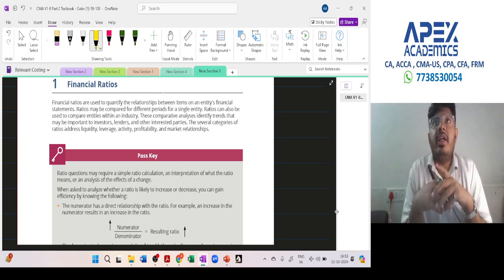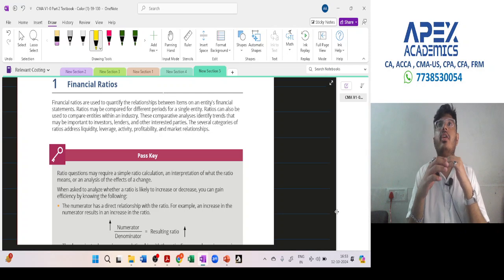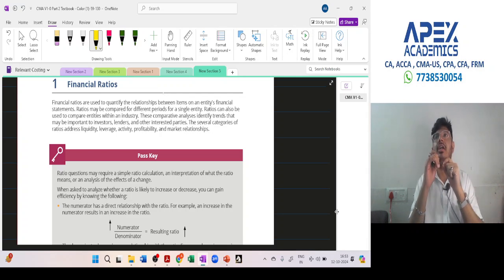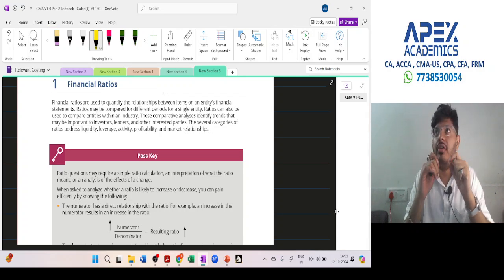Alright, guys, we begin with a quick revision of all the ratios which are there in our US CMA Part 2 syllabus under Unit number 1, Financial Statements Analysis.